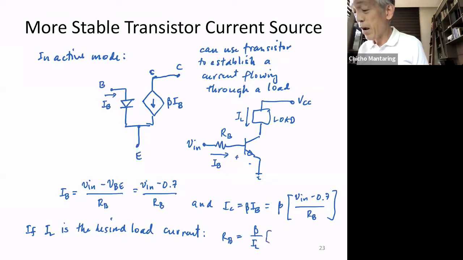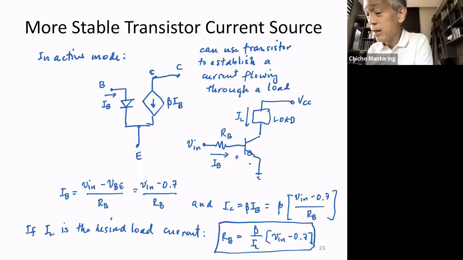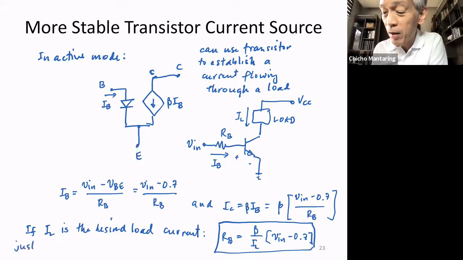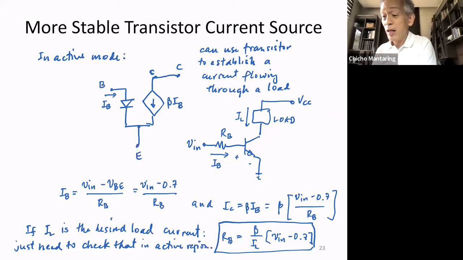Yeah, multiplied by Vn minus 0.7. Okay? So ito lang, no? Okay, and then you just need to check that it is in active region, no? After computing for RB, you just need to check that it is in active region.